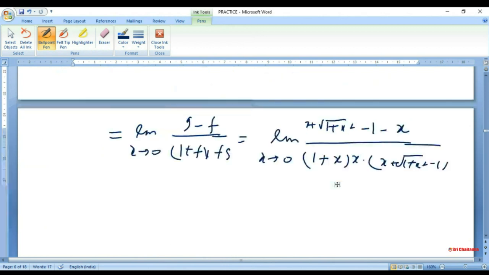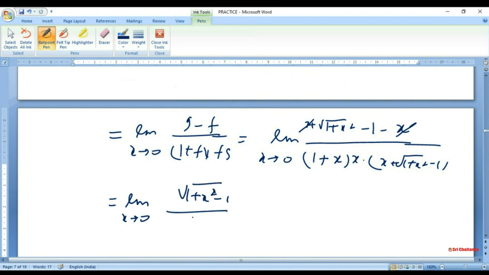Now at this last stage we have put these values. So now this is the limit of x tends to 0. This x cancels. I'll write root of 1 plus x squared minus 1 upon x, times x plus root of 1 plus x squared minus 1. Don't worry about this one, 1 plus x. It has left you because x is 0, this one.